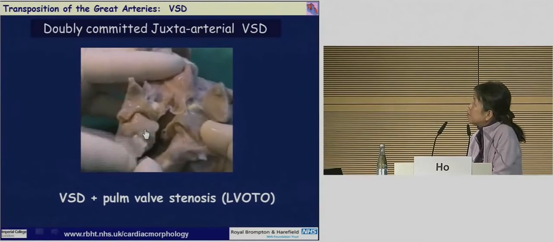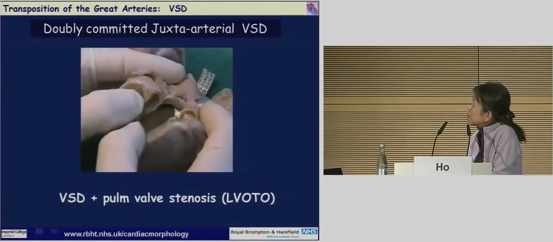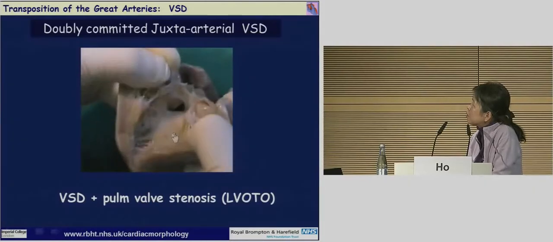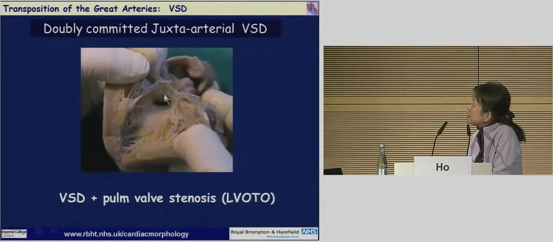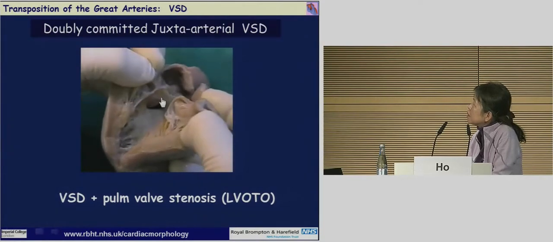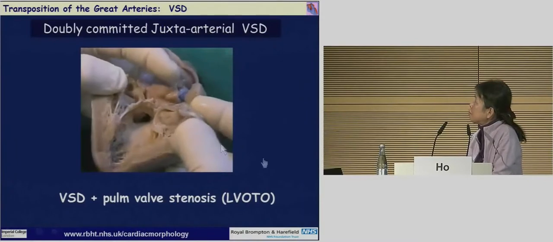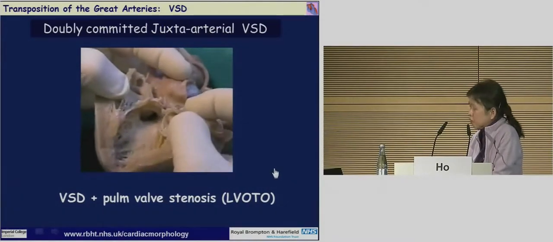From the left ventricle, look up here. We can actually see the ventricular septal defect. And what it is, we don't see a muscular outlet septum here. That's the aortic valve already. So we have a doubly committed and juxta-arterial VSD with pulmonary valve stenosis.